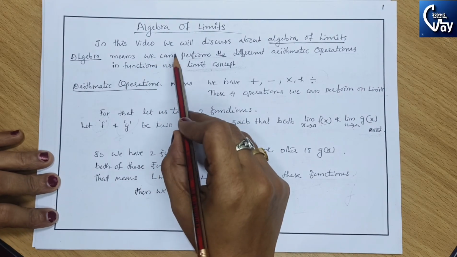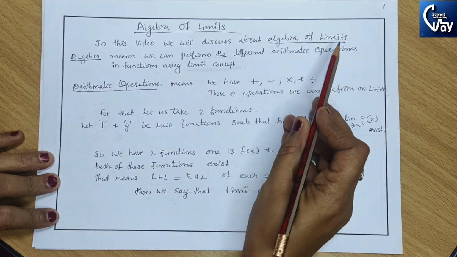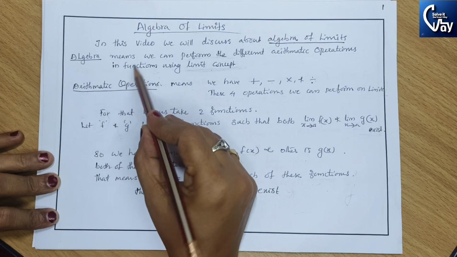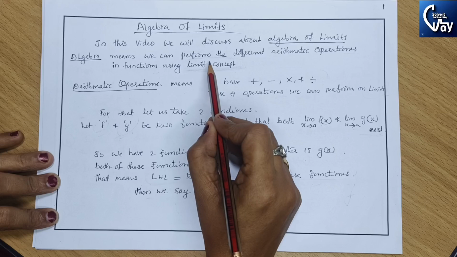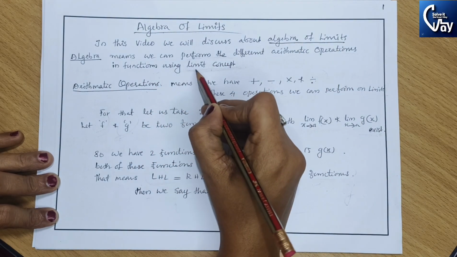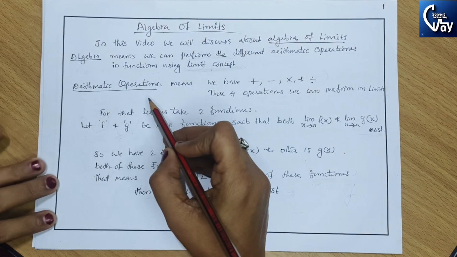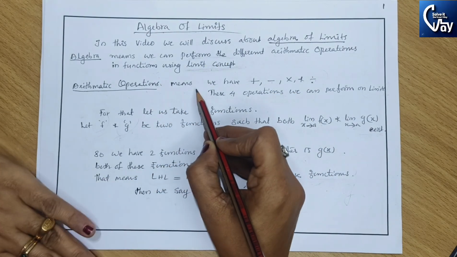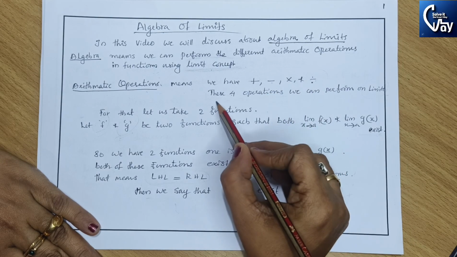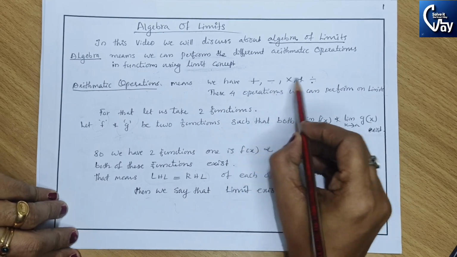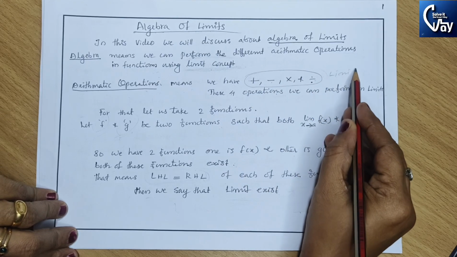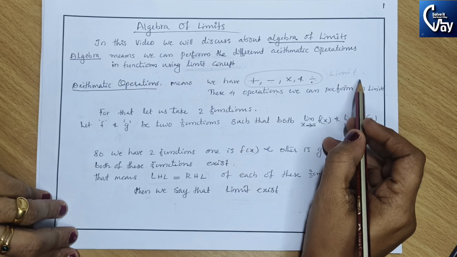In this video, we will discuss algebra of limits. What is algebra? Algebra means we can perform the different arithmetic operations on functions using the limit concept. Arithmetic operations means we have addition, subtraction, multiplication and division. These four operations we can perform on limits. That is algebra of limits.